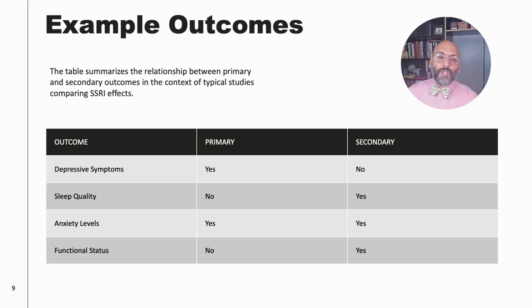So you can't assume that an outcome is proven simply because it was measured. When a clinician says, this medication helps sleep, the correct follow-up question is, was sleep a primary outcome or merely observed? So this table is not about memorizing categories, it's just learning to locate where confidence ends and where inference begins.